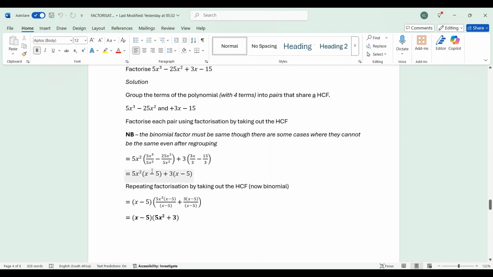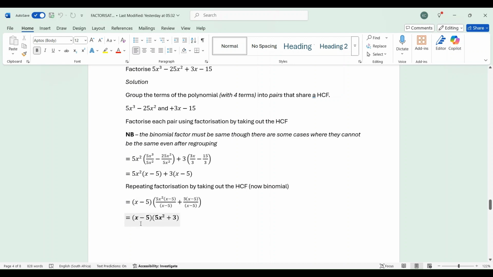As we can see now on this expression, there's a common factor, and the common factor is the binomial x minus 5 here, x minus 5 here. So we repeat factorization by taking out the highest common factor, but in this case the common factor is a binomial. So we factor out the x minus 5, then the first term is now 5x squared with x minus 5 in bracket divided by the highest common factor we factored out, which is x minus 5, plus 3x minus 5 divided by the highest common factor we factored out, x minus 5.